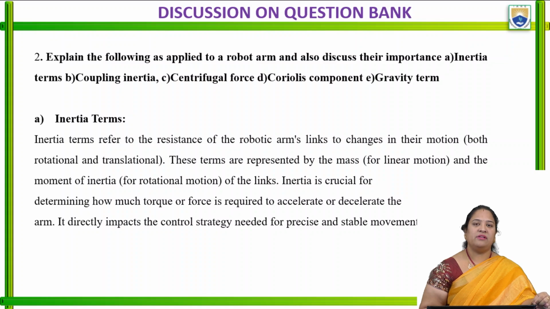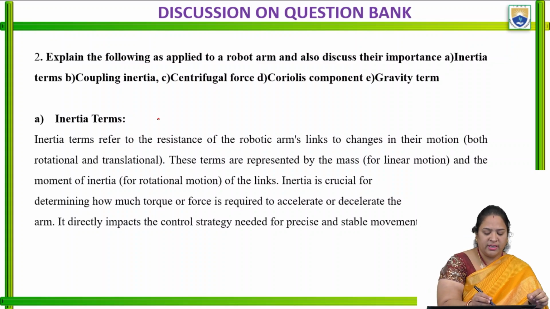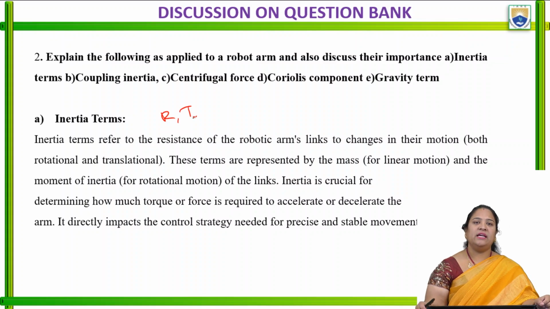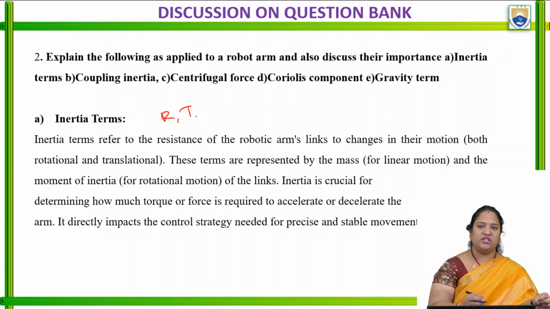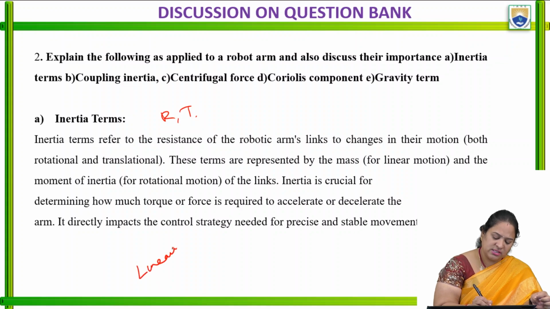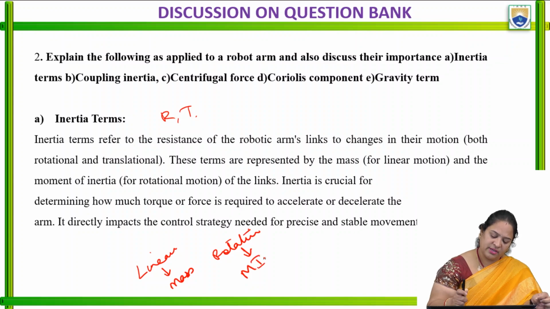The inertial term generally refers to the resistance of the robot arm links to changes in their motion, both in rotational and translation motion. Now, these terms are represented by the linear motion with respect to the mass and rotational motion with respect to the moment of inertia. The linear motion is done with respect to the mass and the rotational motion is done with respect to the moment of inertia. That is I also we can take.